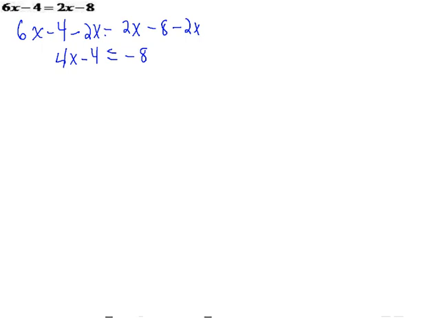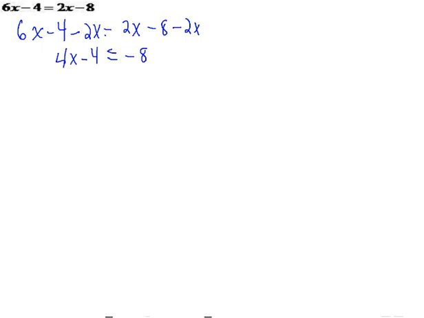Now let's look at an example. We have one up here: 6x minus 4 equals 2x minus 8. So what will we do first? Suppose I decide 6x is bigger than 2x, so I'm going to get all the x's on the left. The first thing I might want to do is subtract 2x from both sides. So 6x minus 4 minus 2x is equal to 2x minus 8 minus 2x. Combining like terms, I have 4x minus 4 is equal to, notice, negative 8 left on the right side.